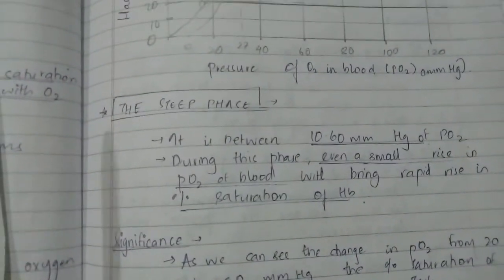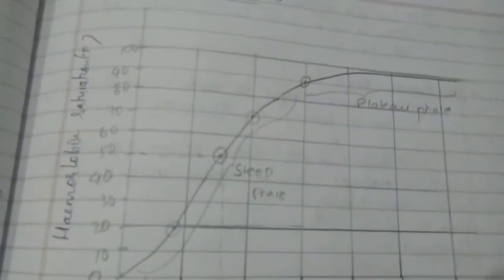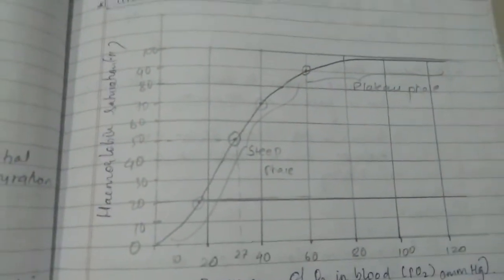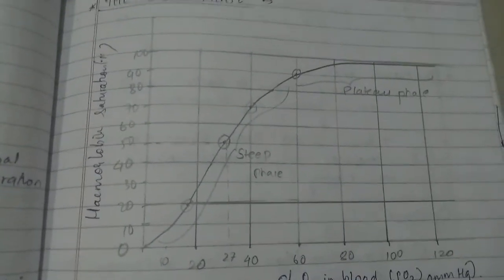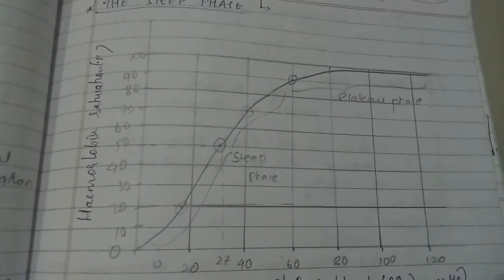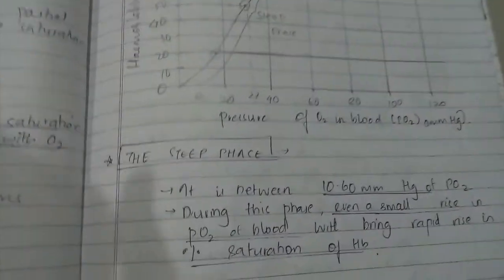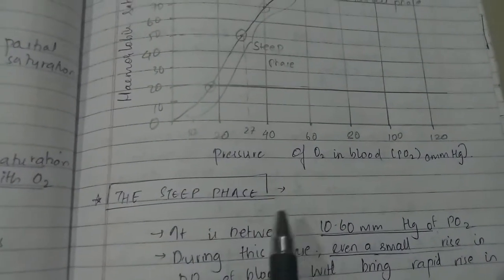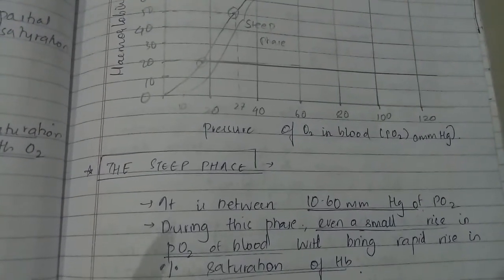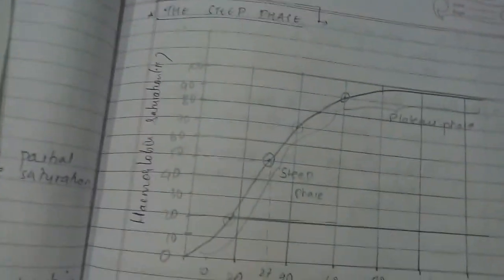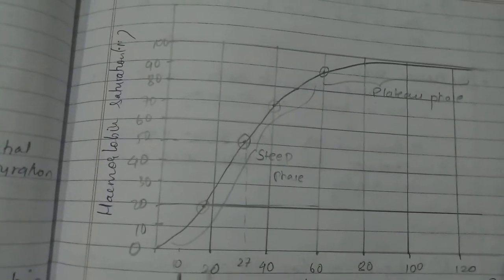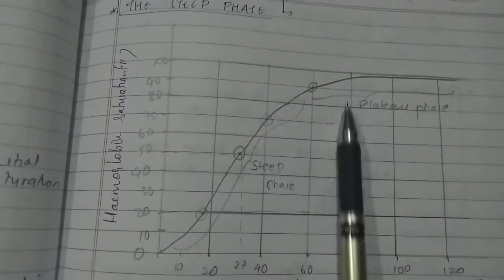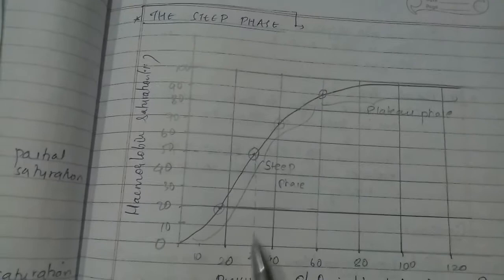Now I can see that steep phase. This is the same curve that I've drawn, the same that I've shown earlier. There's not a very big difference, but it is the same. Now we can see here the steep phase, which is between 10 to 60 mm of Hg. Okay, so this is the steep phase.